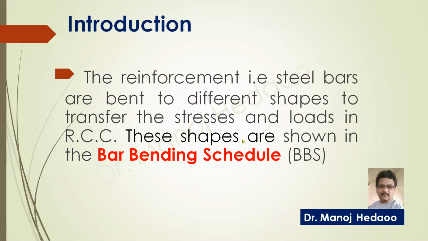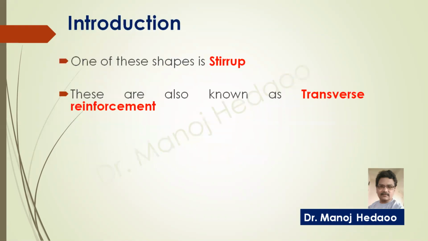Now friends, you know the reinforcement, that is steel bars, are bent to different shapes to transfer the stresses and loads in RCC. These shapes are shown in the bar bending schedule, that is BBS. Now one of these shapes is stirrup. These are known as transverse reinforcement.